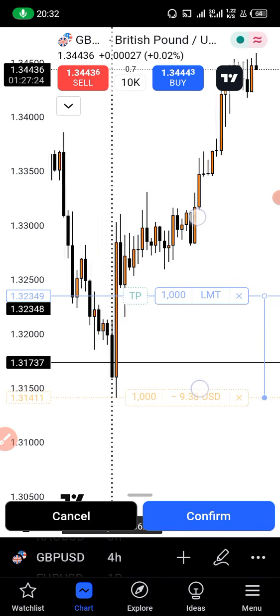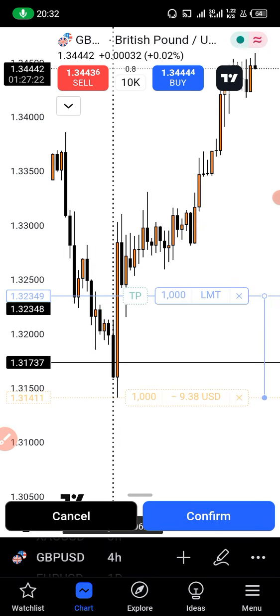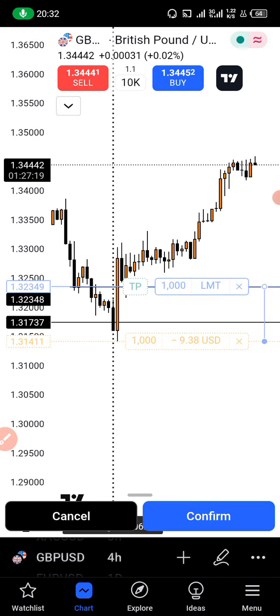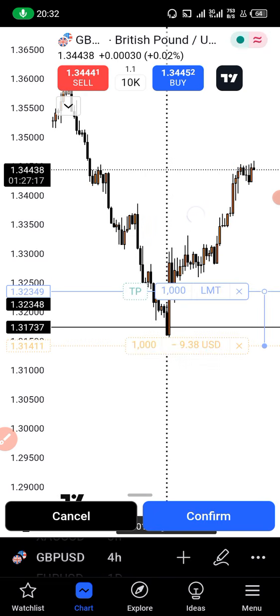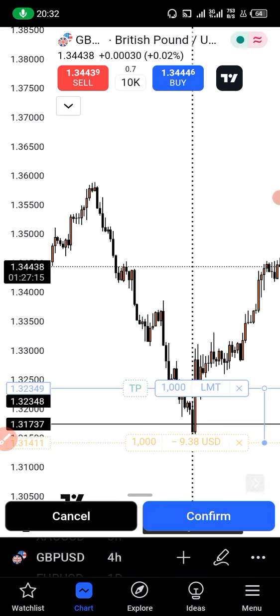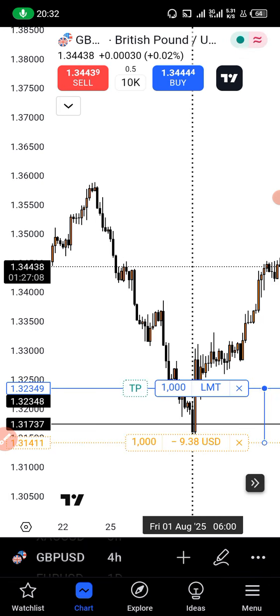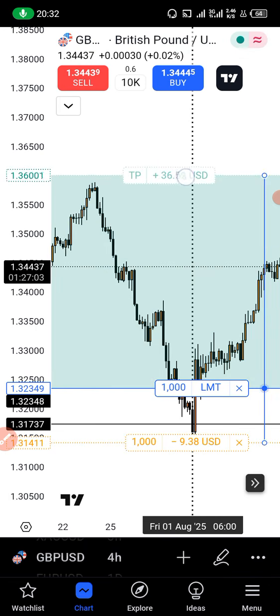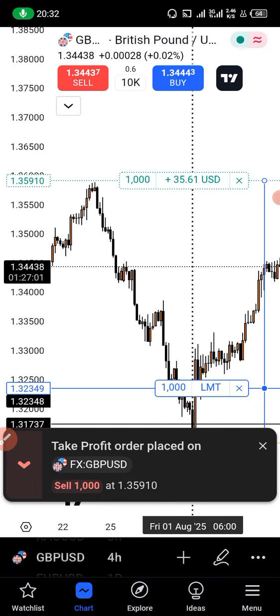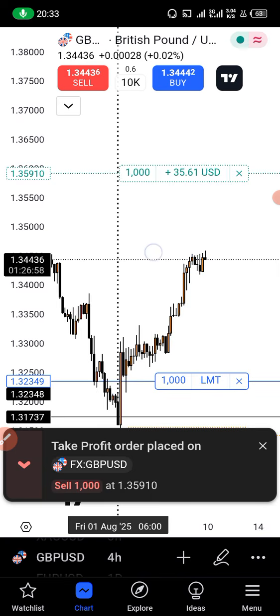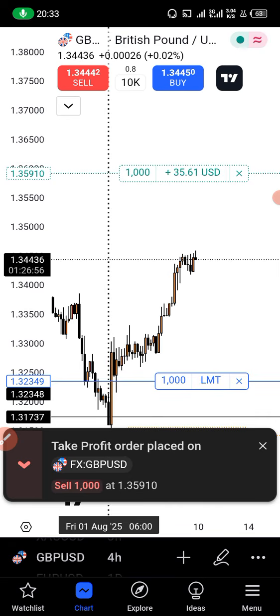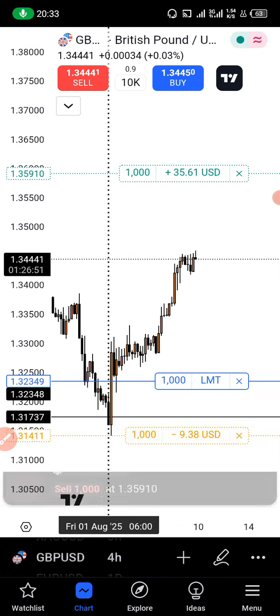Now, imagine you were targeting. Where would your target be? You could target this level up here. I confirm that, please. It's quite stressful to do this on phone. And what will you be targeting? That will be $35.